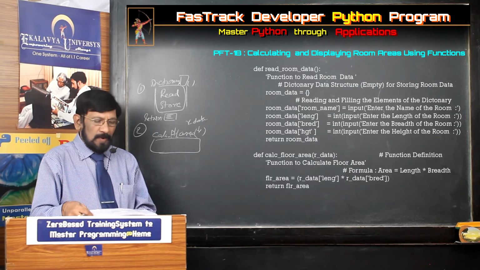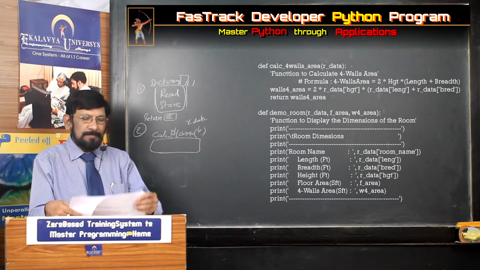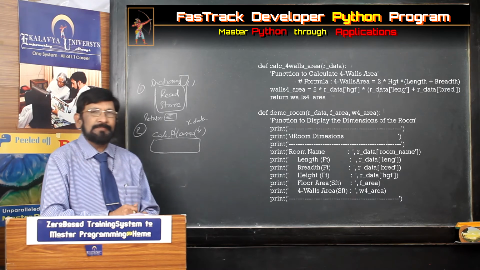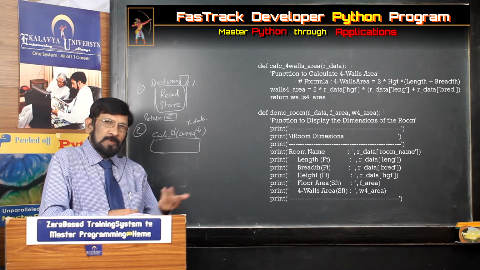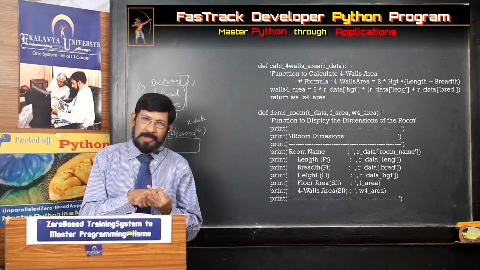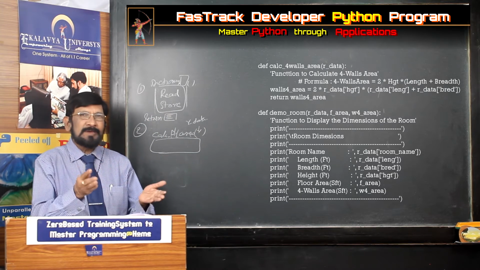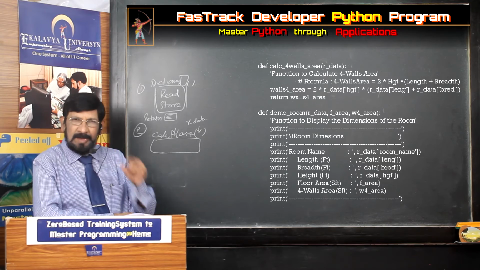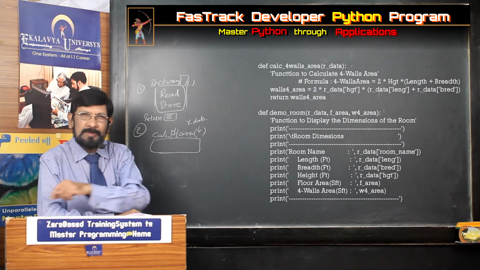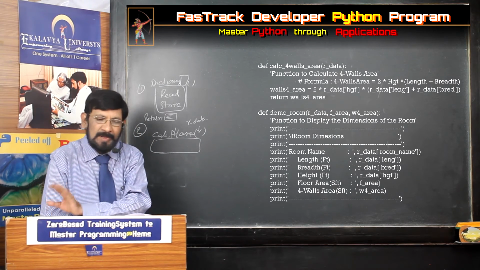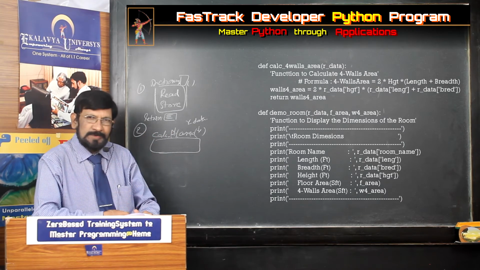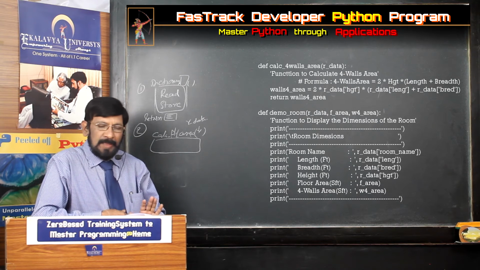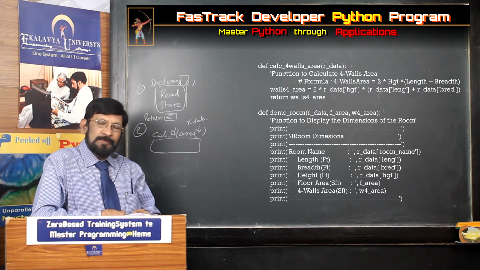Next, what is the third function? The third function is calculating four walls area. Which data do you require? You know the formula: 2h into (L plus B). That means you require length, breadth and height. Where are they? Those are in the college bag. Always say college bag because it should be imprinted in your brain. That is a dictionary data structure. So you are giving the dictionary, the college bag, as an input to this.